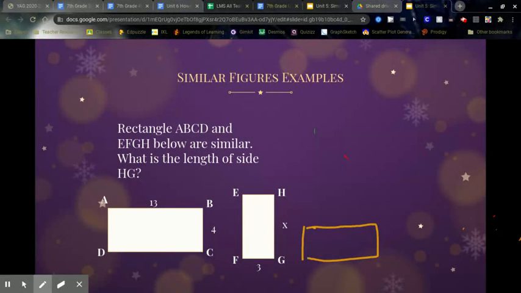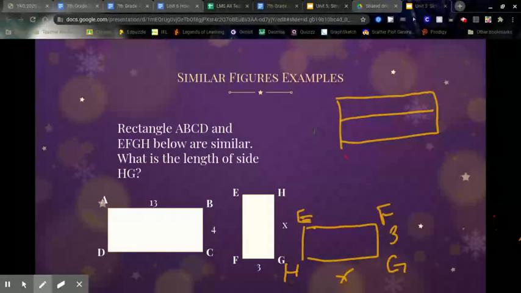And it goes A, E, B, F, C gets G, and D gets H. So let's look at this. HG is the X, so we're going to put an X there, and FG is the 3, so we're going to put a 3 there. And then we're going to draw our little Punnett square. Can have big and small.